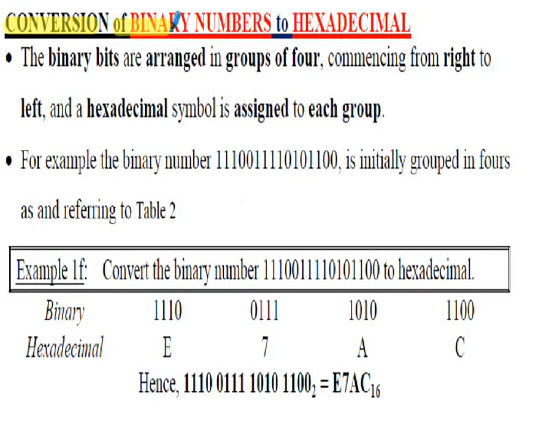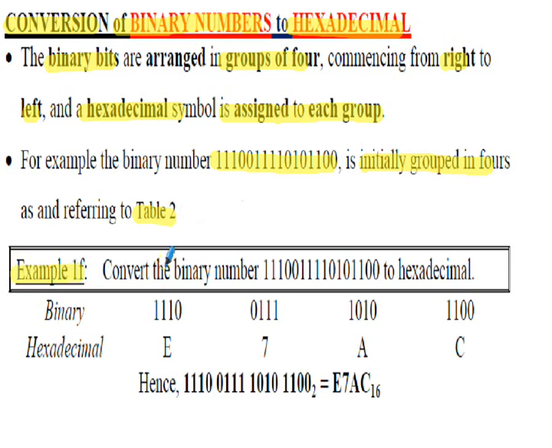Conversion of binary numbers to hexadecimal. What we're going to do here is arrange the binary bits in groups of 4 commencing from right to left, and then we're going to read the hexadecimal numbers from the table on the previous slide. So for example, given the binary number 11100 1111 0101 100, we're initially going to group it in 4s and then refer to table 2 on the previous slide.